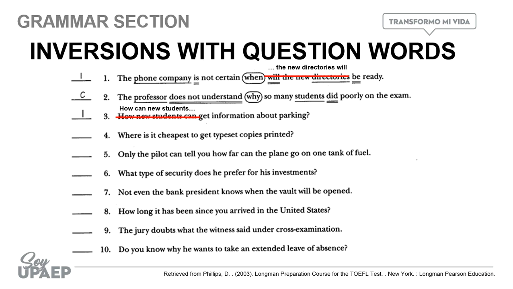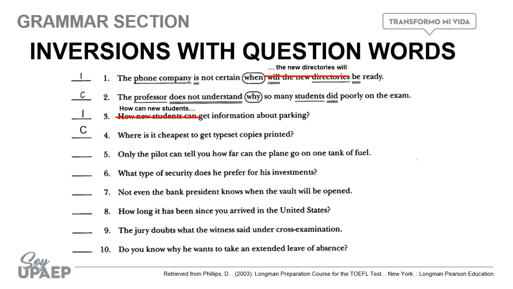Number 4 says, where is it cheapest to get typeset copies printed? Correct or incorrect? Okay, this is correct. Why? Because you have a direct question. There is no clause before the question word. And in this case, you need an inversion. First the verb, and then the subject.